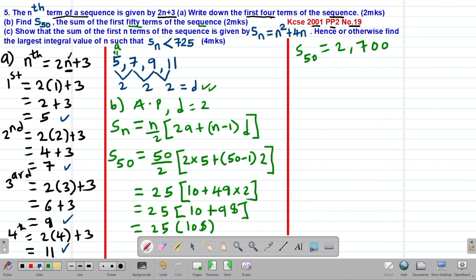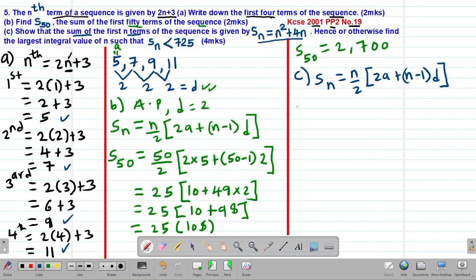Then we are going to move to part C of the question. So in part C we are told to show that the sum of the first n terms of this particular sequence is given by Sn equals n squared plus 4n. So because this is an AP, and we know that for the AP the sum of n terms, that is Sn, is given by n over 2, then into bracket 2a, then of course plus n minus 1, then close bracket, you multiply with d.